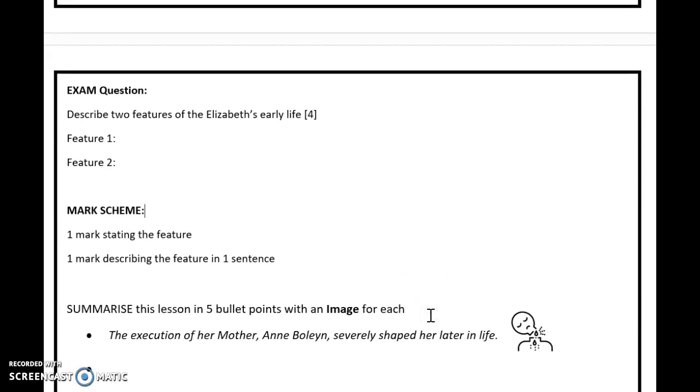Your final task today is an exam question, a 4-mark exam question. Similar to Crime and Punishment, it begins with a 4-mark question asking you to describe 2 features of. You will need to identify the feature and provide supporting evidence for both. For example, my one is, one feature of Elizabeth's early life was religious uncertainty. That's my feature. My supporting evidence is, this can be seen with her sister Mary I's Catholic rule and the Wyatt Rebellion that places Elizabeth in prison.